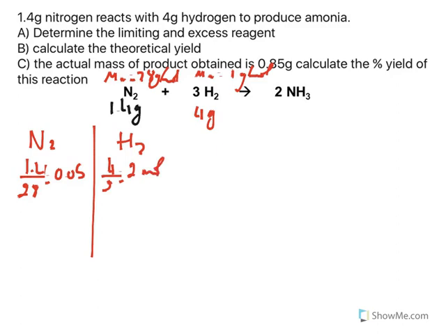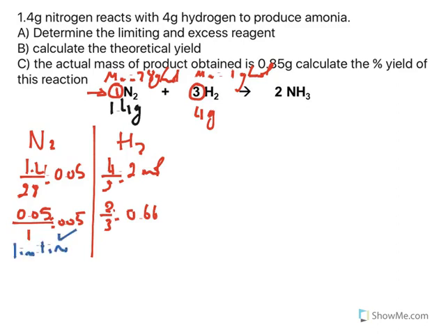Now, in order to determine which one is the limiting and which one is the excess, you have to divide the mole by the stoichiometric coefficient. And the stoichiometric coefficients are the numbers used for balancing. Like, for example, for N2, it is 1. And for H2, it is 3. So here we say 2 divided by 3. And here we say 0.05 divided by this one. So the answer will remain 0.05 and here 0.66. Now you compare which one is the smallest value, this one. So this would be the limiting and this would be the excess.